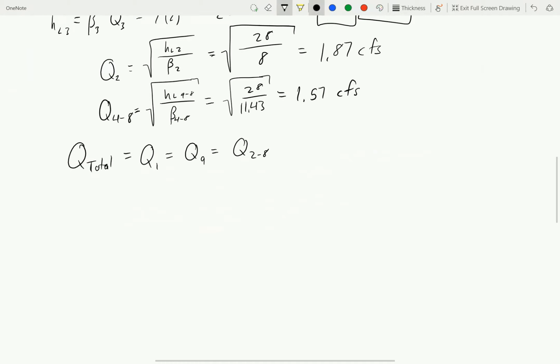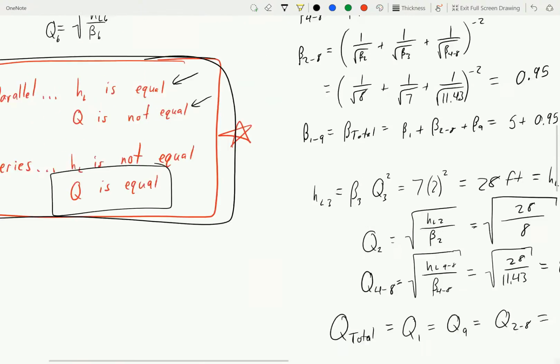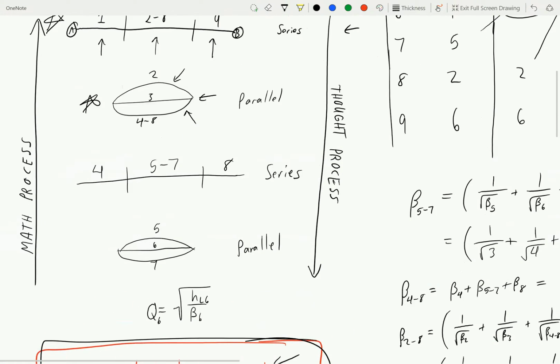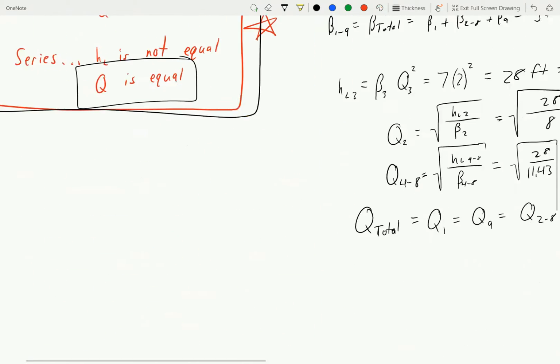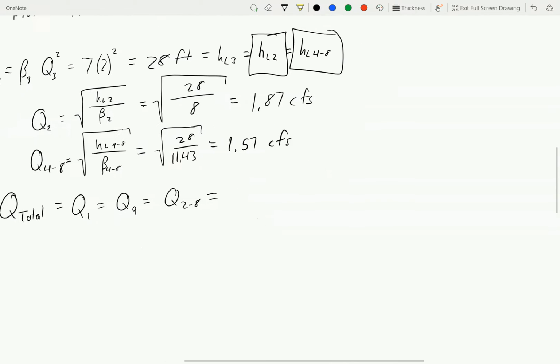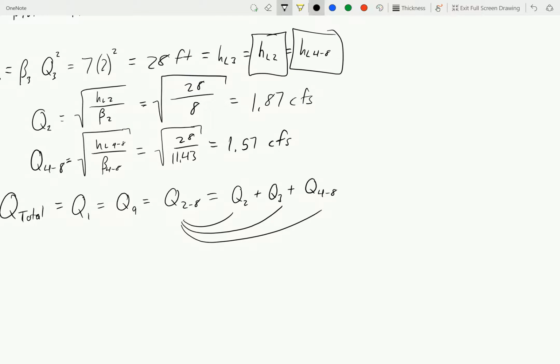Yep, and then Q2 through 8 is equal to, so we're in parallel now, so all these Q's are not equal. So we have Q2 through 8, which is equal to Q2 plus Q3 plus Q4 through 8. This is just splitting up Q2 through 8 into its 3 components.